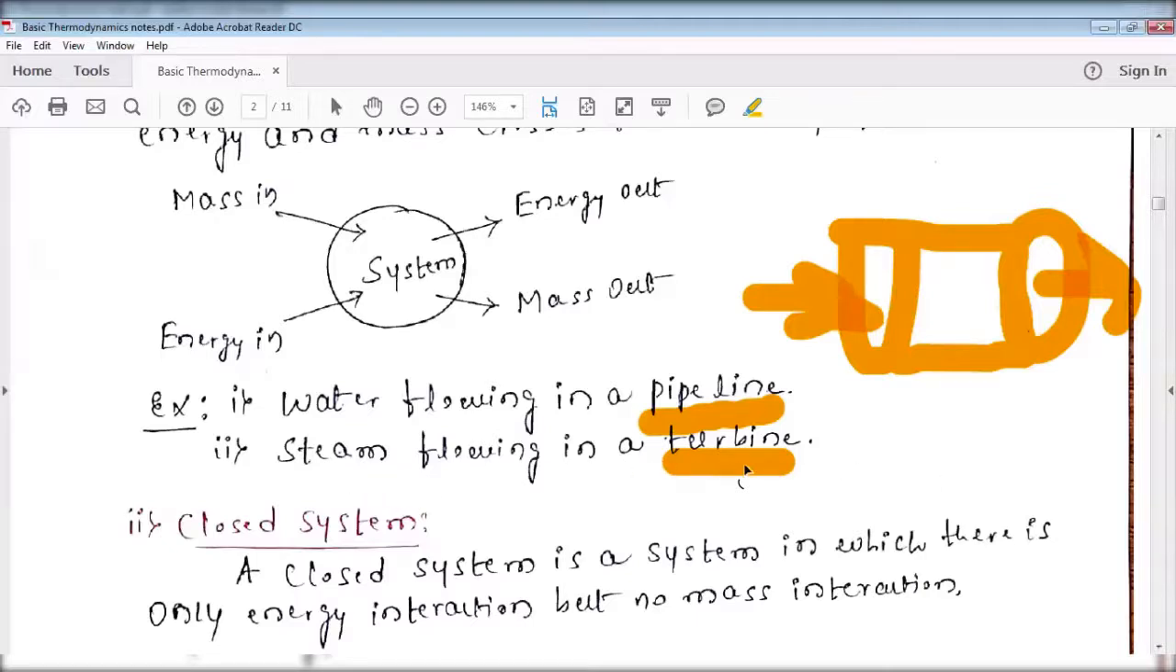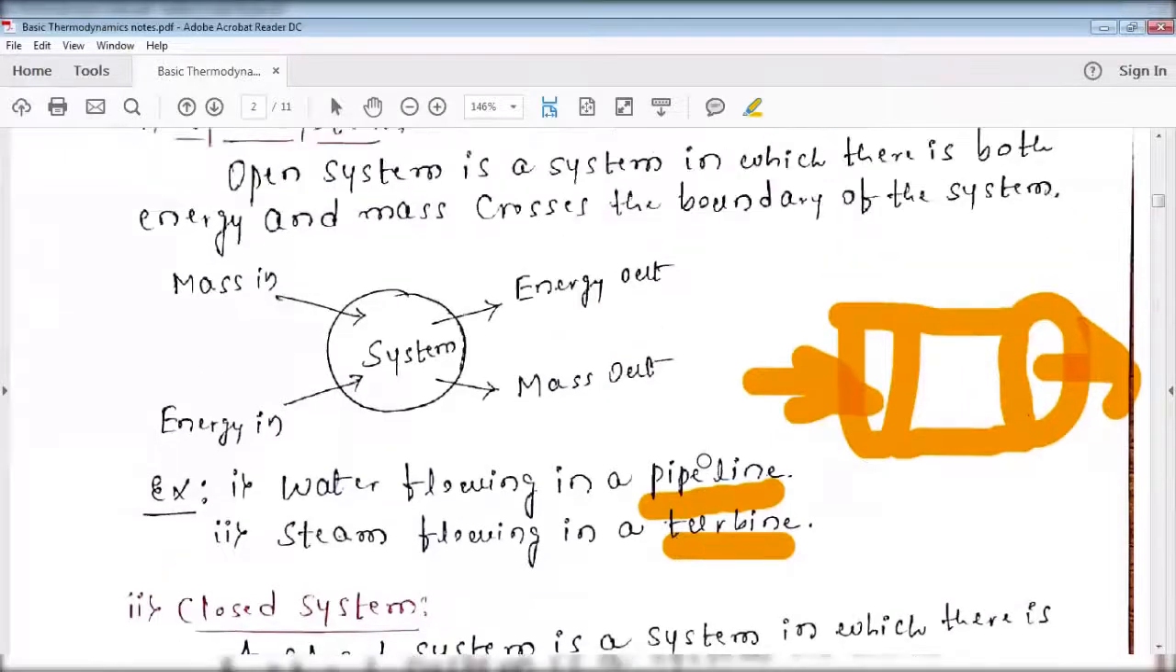Both mass and heat energy enter into the turbine, and both mass and heat energy come out of the turbine. Such systems are called open systems.